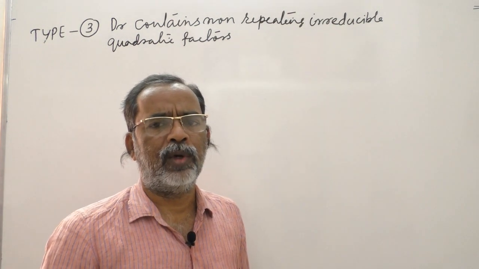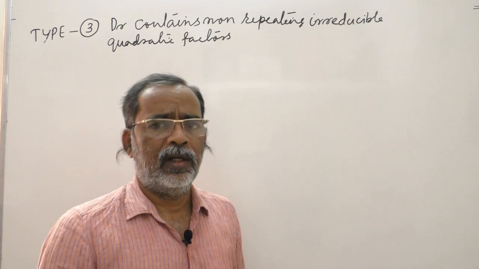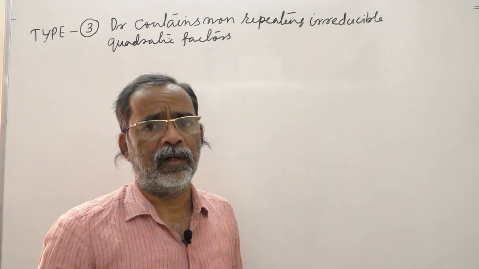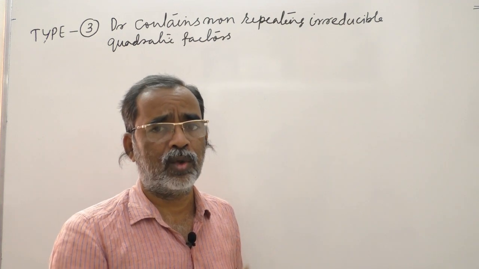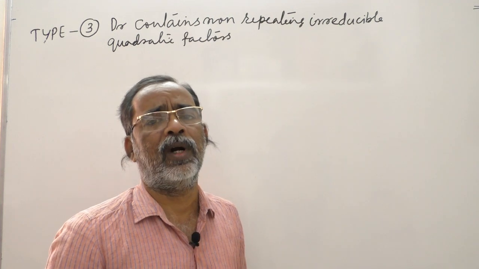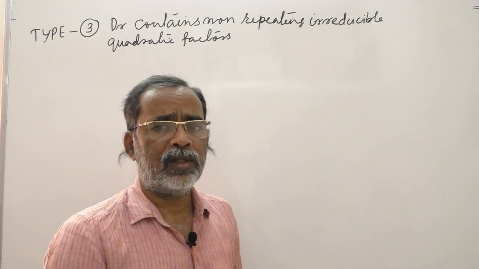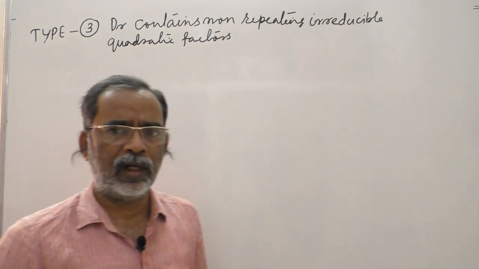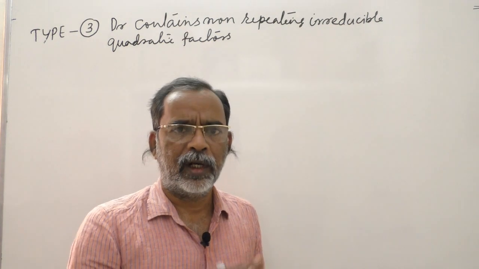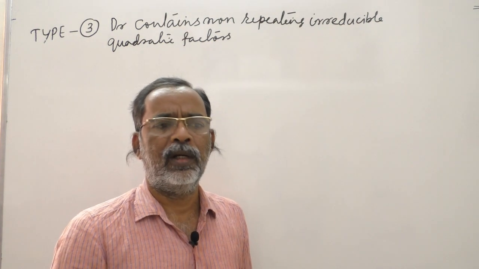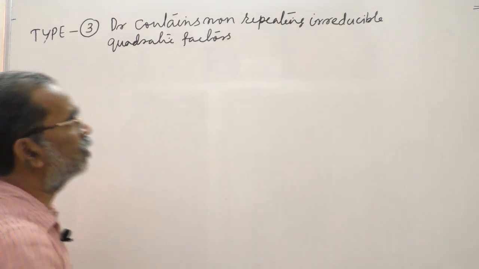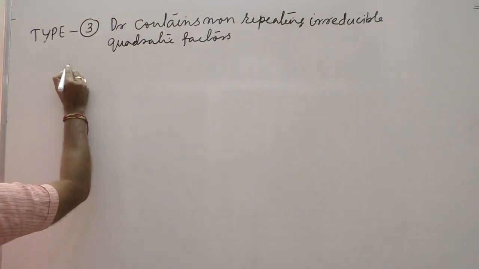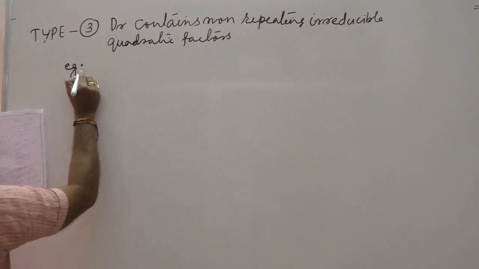For example, if you take x square minus 1, it is a quadratic one, but it can be written as x minus 1 into x plus 1. So it is not an irreducible quadratic factor. What is an irreducible quadratic factor? One which cannot be split. For example, x square plus 1, x square plus 2, etc. For such types of factors, type 3, we will discuss this by taking an example.